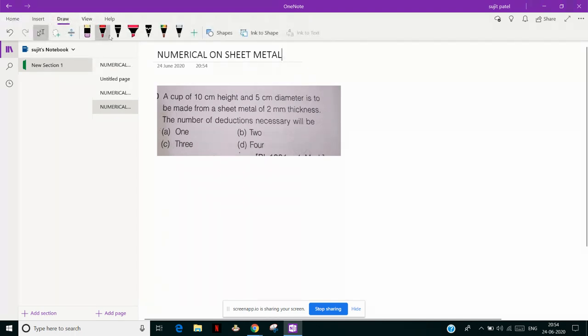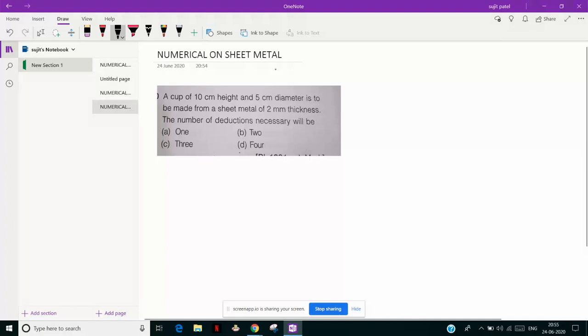In this video we will solve one numerical of sheet metal that has been asked in GATE previous year. This is very interesting in terms of concept. You might study this concept, but this is the numerical that has been asked in GATE examination based on that concept.